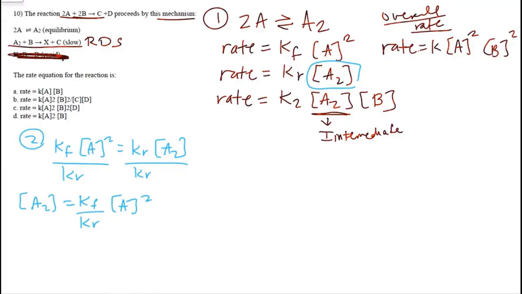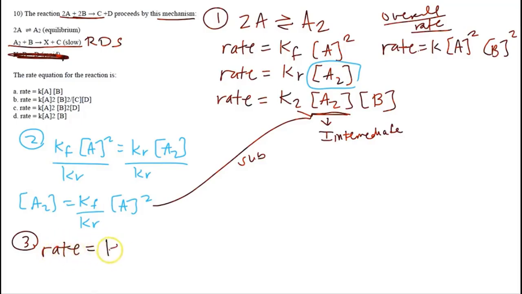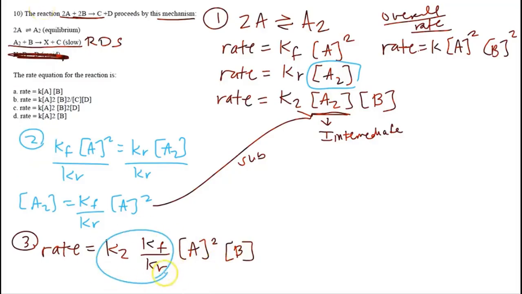Now we're moving on to number 3, which is again, now we have our A2 value. We're going to substitute it into our slow rate. So our slow rate is equal to K2. Now we're going to substitute our A2 value. Now we have K forward over K reversed, A squared, B. There we go. Now what do we got to do? We got to simplify, folks. We're going to take this and combine it into one K. And finally, we have our final answer.